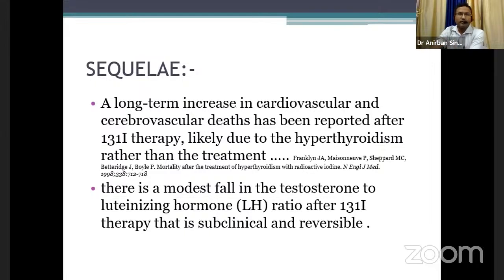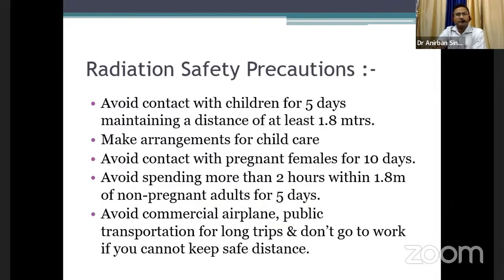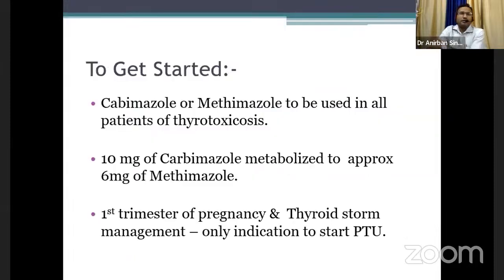There is a long-term increase in some data, but mostly it is safe and effective. And there is a modest fall in the testosterone-LH ratio after radiation therapy that is subclinical and reversible. Radiation safety precautions, as we all know: avoid close contact, and distance should be maintained. Arrangements for commercial airplane travel are possible; remember and explain this to the patient.